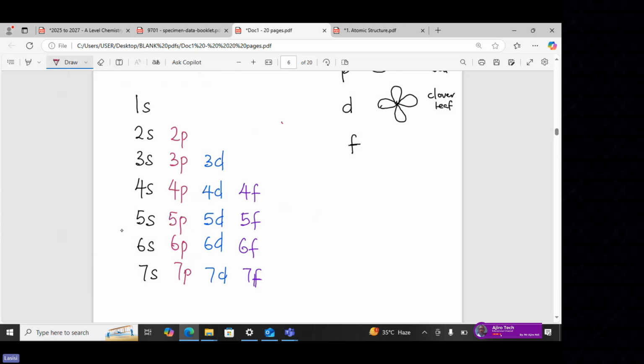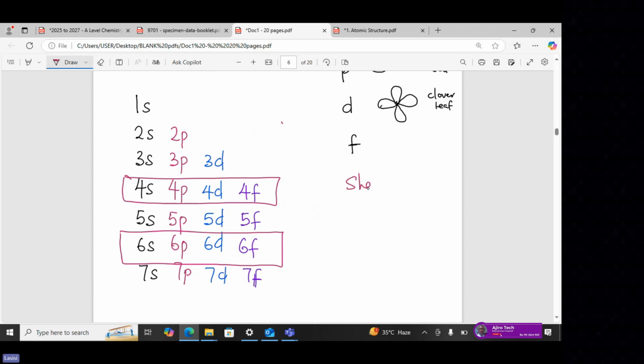This is a shell. This is a shell. This is also a shell. Shell 4. How many subshells are in shell 4? Shell 4 consists of 4s, 4p, 4d, and 4f subshells.